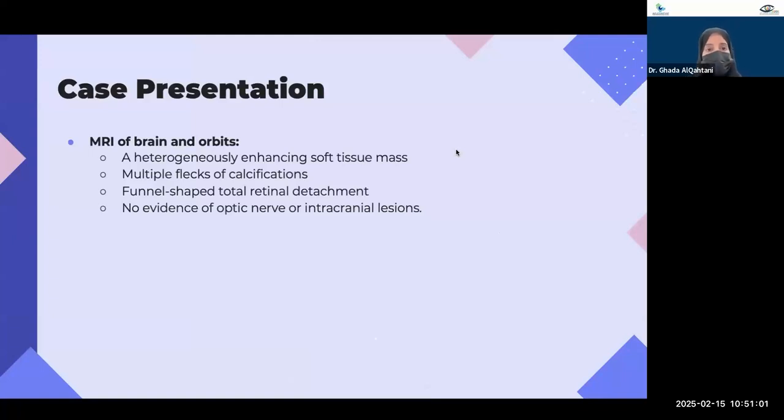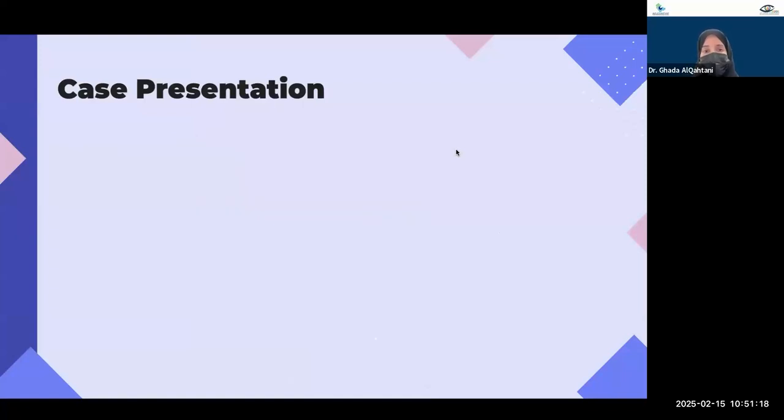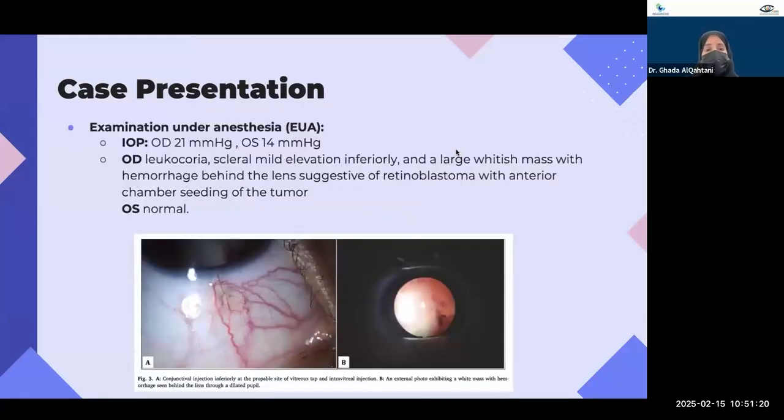MRI of the brain and orbits was done, and it showed a heterogeneously enhancing soft tissue mass in the posterior segment of the right eye, with multiple flecks of calcifications, funnel-shaped total retinal detachment, and there was no evidence of optic nerve or intracranial lesions. Examination under anesthesia was also done after that.